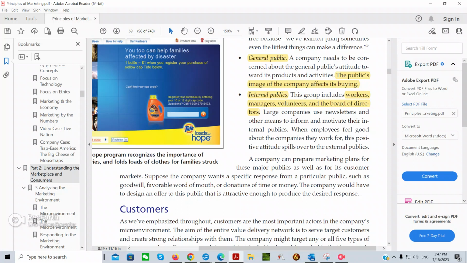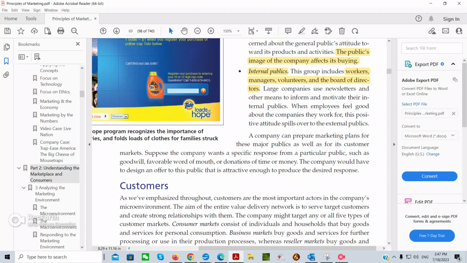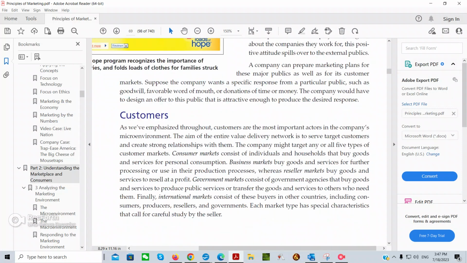Now, a company can prepare marketing plans for these major publics as well as its customer markets. Suppose a company wants a specific response from a particular public, such as goodwill, favorable word of mouth, donations, or other time or money. The company would have to design an offer to this public that is attractive enough to produce desired results.